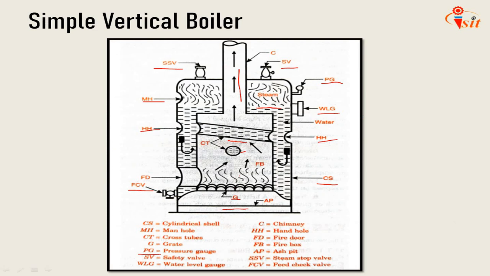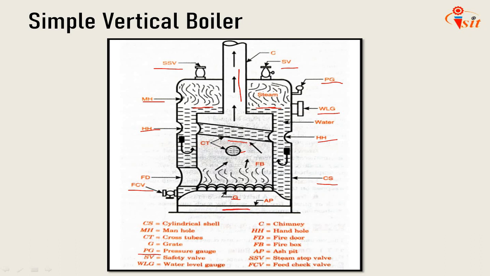Now the types of fire tube boilers. In that, the first one is the simple vertical boiler. A simple vertical boiler consists of a cylindrical shell, the greater portion of which is full of water, which surrounds the firebox also, and the remaining is the steam space above the water level. At the bottom of the firebox, there is a grate on which the fuel is burnt, and the ash falls into the ash pit.